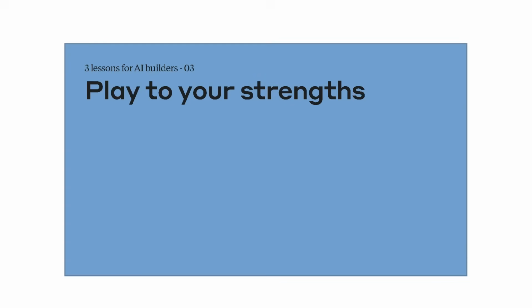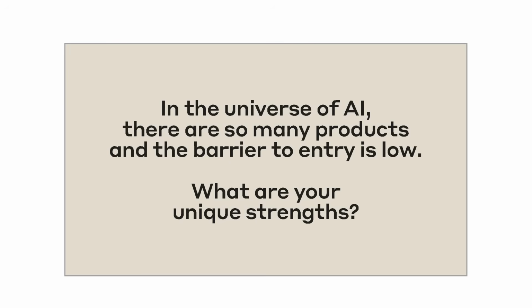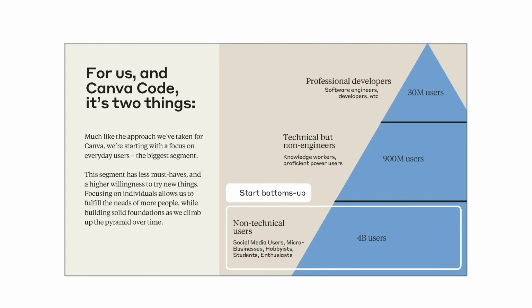The last lesson I want to share is the importance of differentiating and playing to your strengths. In this AI world, there are so many products, and the barrier to entry, especially with things like Claude Code and AI coding, can be really, really low. So it's really important to be thinking about what your unique strengths are in this market and the product that we're building. When it comes to Canva Code, it's two things.